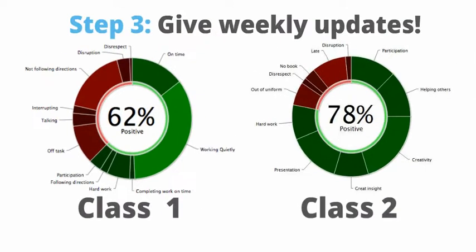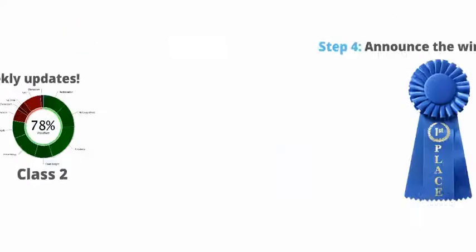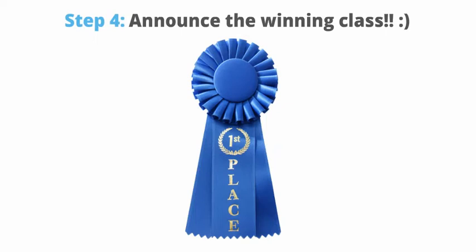Step three, I'm going to have weekly updates. So I might show the graphs of class one and class two at the end of class each day or at the end of school every week. And then at the end of the month, you can announce the winning class.